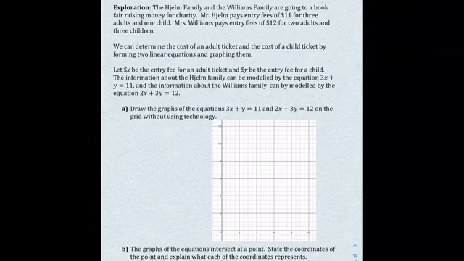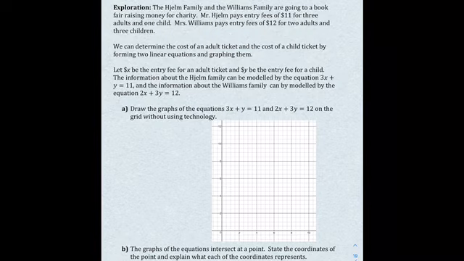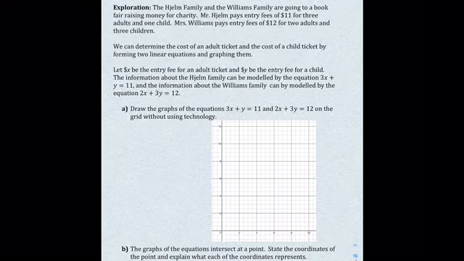Okay, this week we want to look at lesson 5, solving systems graphically. So the first example here I do want to go through says the Helm family and the Williams family are going to a book fair. And to get into this book fair, they have to pay a fee.